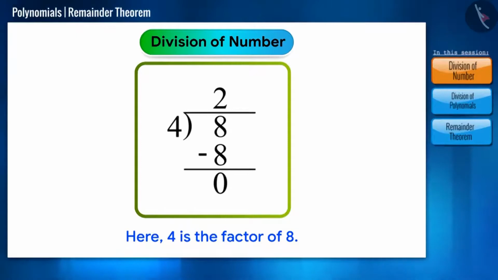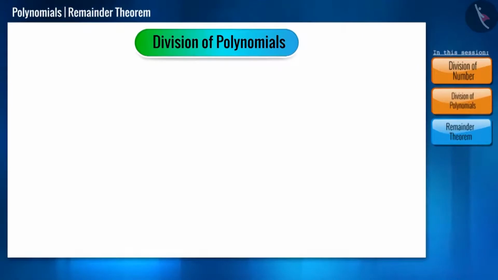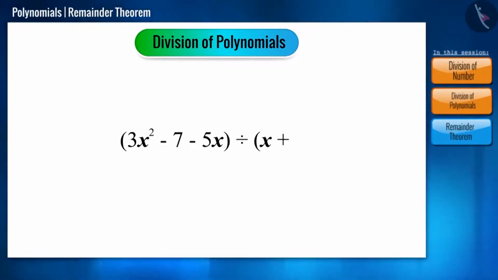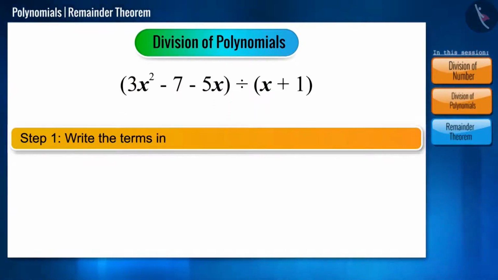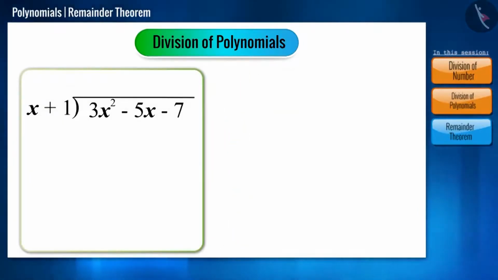We can do something similar with polynomials also. Let's first see how a given polynomial can be divided by a linear polynomial. Let's start. Find the remainder obtained by dividing the polynomial 3x squared minus 7 minus 5x by x plus 1. Our first step is to arrange the terms in the polynomial in descending order of their power or degree. That is, starting from the term with highest power to the constant term. Now let us solve using the division method.